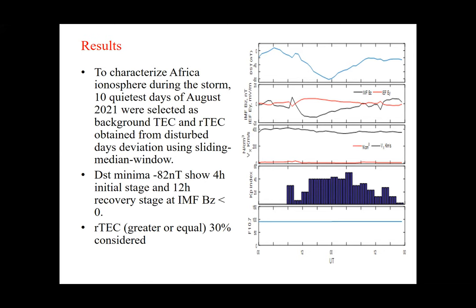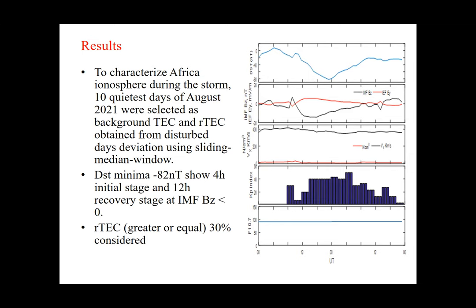So we have the background TEC, and the ROTEC obtained from the disturbed days, that is the deviation of the disturbed days from the sliding window. And then the Dst minimum, we have stated, is -82 nanotesla on this particular storm day, showing a 4 hour initial stage and then a 12 hour recovery stage, with the IMF Bz showing the southward orientation. And then for the ROTEC, we set a threshold of greater than or equal to 30% before we consider it a variation of TEC, because we also have some references that other persons have used, like Gimo, 2020.